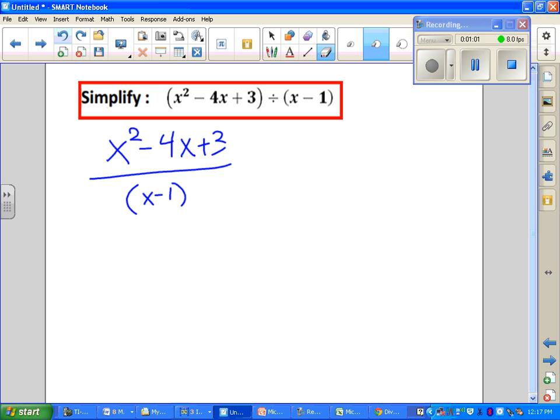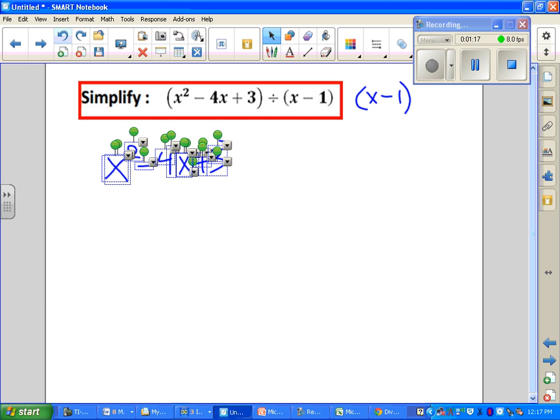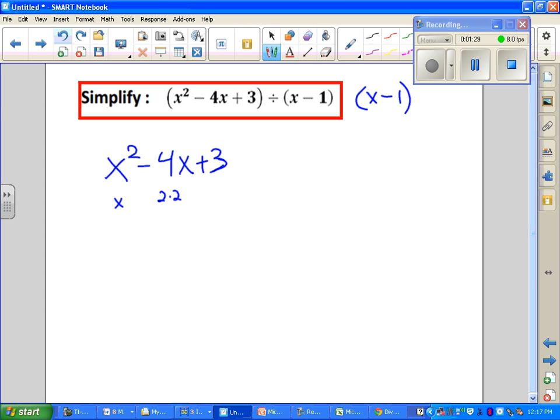what I'm going to do is factor the x squared minus 4x plus 3, and in the end I'll divide by x minus 1 once I get my two factors. So I cannot factor this. That's a mess. I cannot find a greatest common factor for this one. This is an x, this is a 2, 2 and an x, and this is a 3. There's no greatest common factor, so I have to factor the other way.